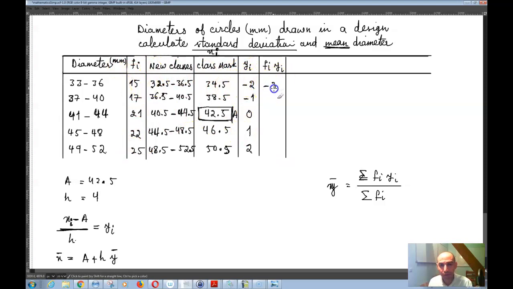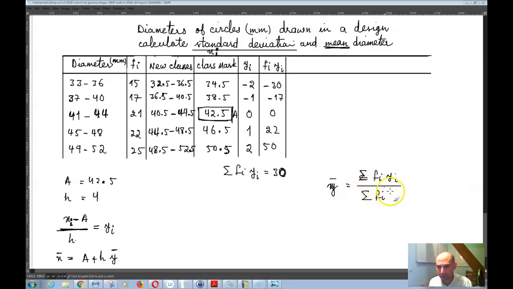15 times negative 2 is negative 30. 17 times negative 1 is negative 17. That's a 0. That's 22. And 2 times 25 is equal to 50. Then if I add all of these numbers together to calculate sigma f of i y of i, it is equal to 77 from these two numbers, and these two numbers added together are negative 47, so the total is a positive 30.